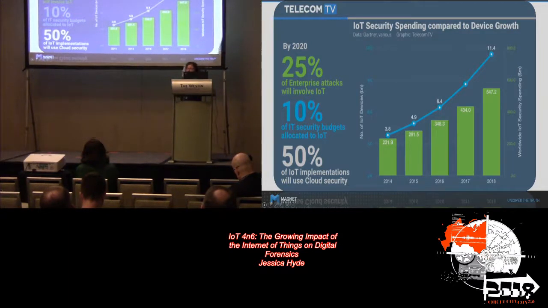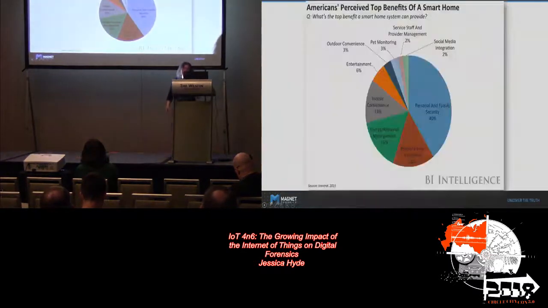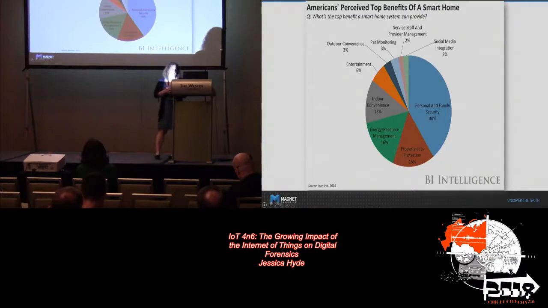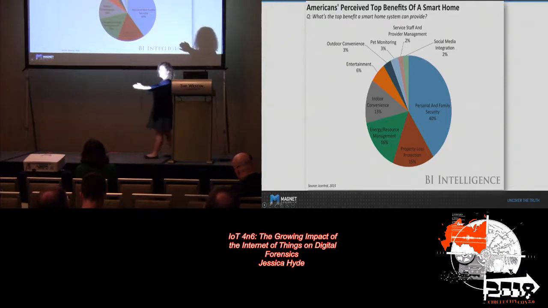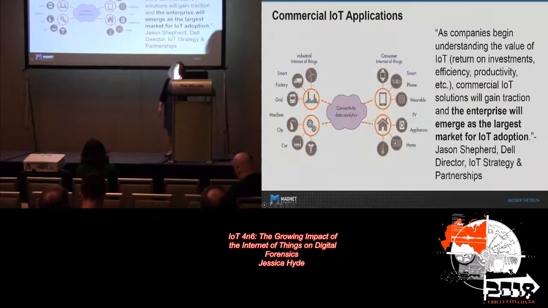25% of enterprise attacks are predicted by 2020 to involve something related to IoT. And when we're looking at the perceived benefit of a smart home, it's really, really interesting to think that 40% of people think this is helping them with security. Would you agree? Not really the best use of security, but it's mainly convenience, right? It's the real reason.